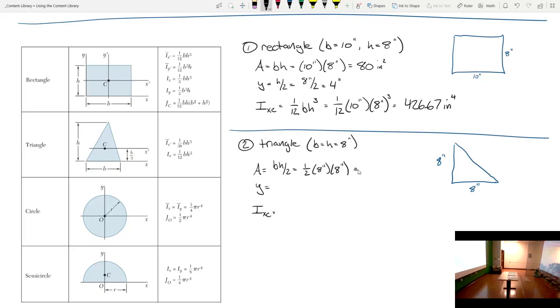I think I could do that one in my head. 8 times 8 is 64, divided by 2 is 32 square inches. Now, y? Okay, now let's be clear.